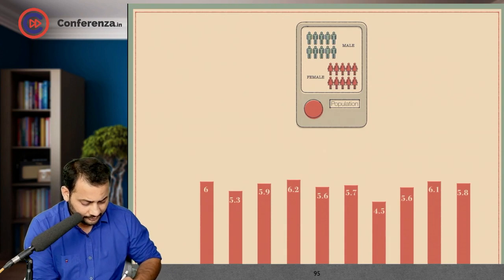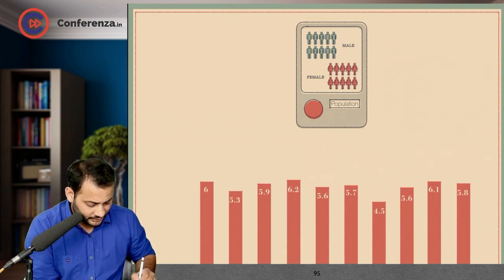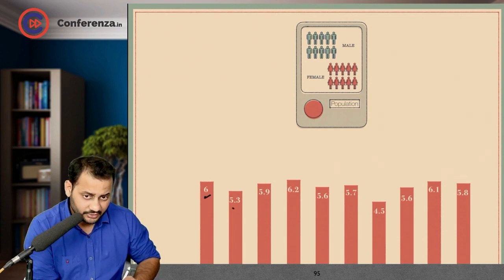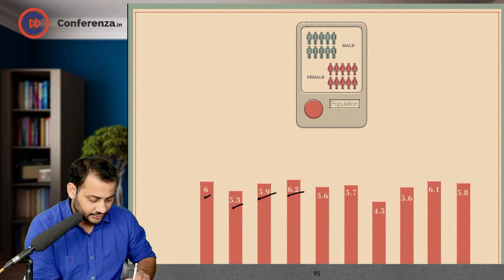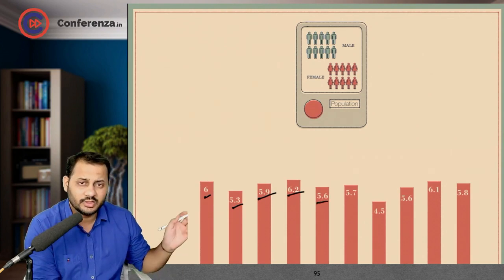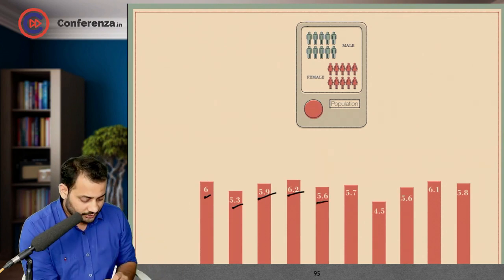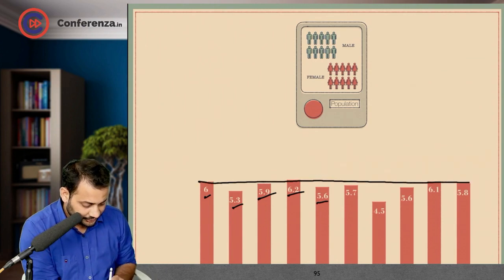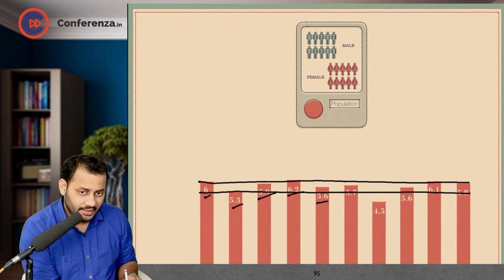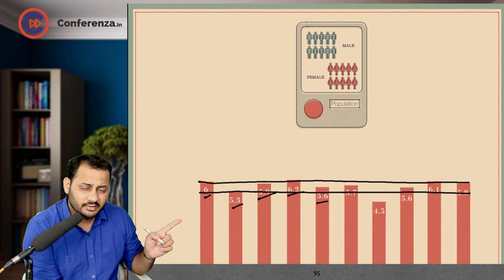Now let's say you have measured the height of every person this way. Someone is 6 feet, someone is 5 feet 3 inches, someone is 5 feet 9 inches, then 6 feet 2 inches, and so on. Then what you do is calculate a range, not just one figure but a range. How many bars are there in this example? 1, 2, 3, 4, 5, 6, 7, 8, 9, 10.